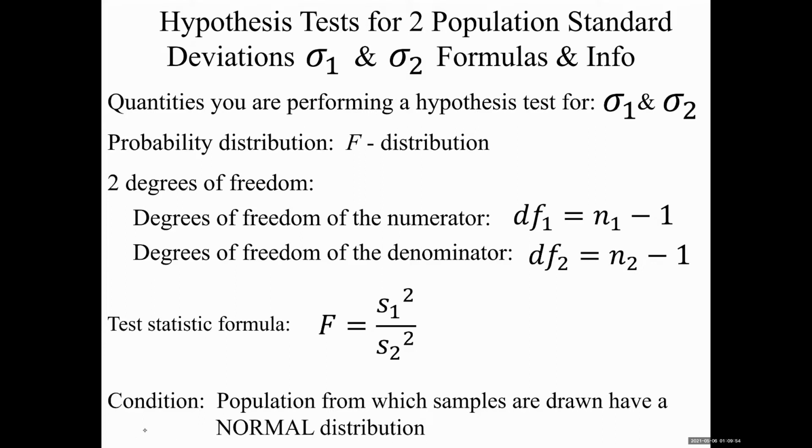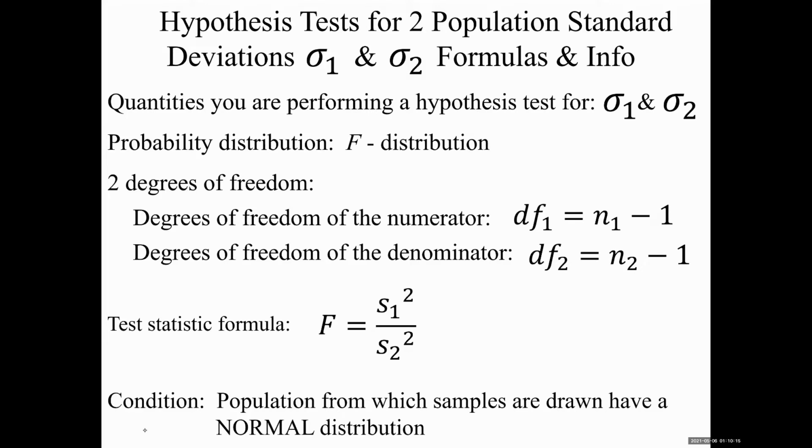The populations from which samples are drawn, meaning the 2 bags of numbers that we draw the samples from, have a normal distribution. Sometimes in a problem they'll mention that, and if they mention it, you can just ignore it. They're just mentioning it to let you know, in case you're worried, that the condition is true. In other problems they don't mention it, and if they don't, we're going to assume it anyway.